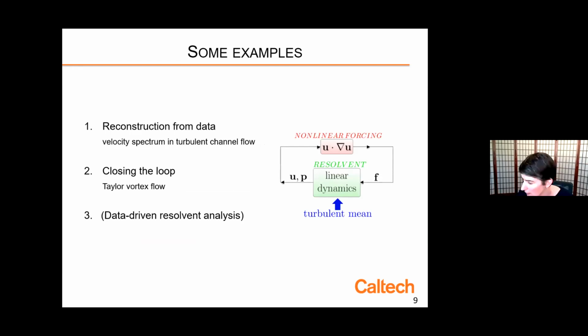So about halfway through, let me just give you some examples and build up this picture of working from the mean and using different pieces of data to build some model representations of turbulence close to a wall. The first one is working from the velocity spectrum, or actually 4 velocity spectra in turbulent channel flow.